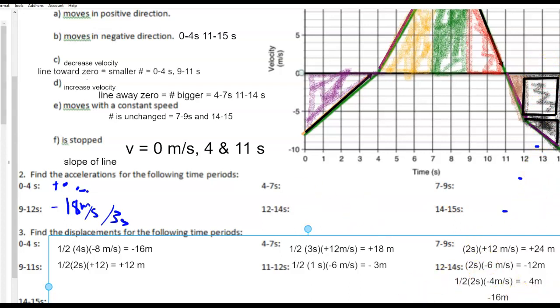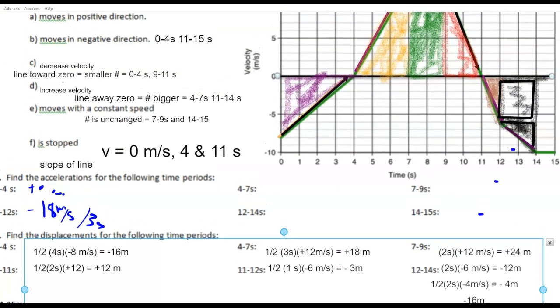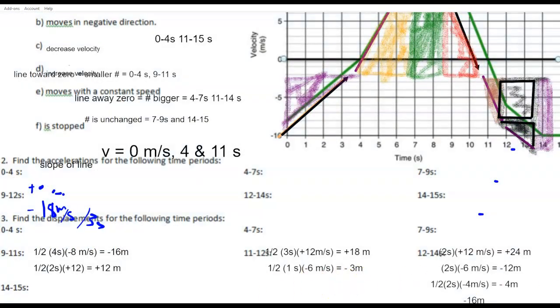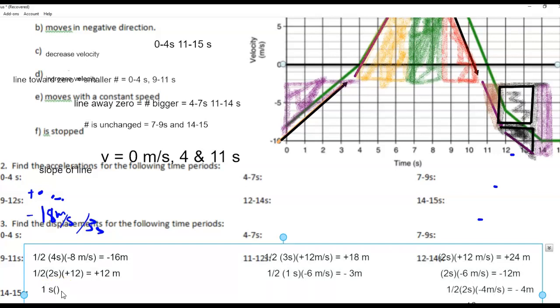Finally, there is one more section that we could do, which is 14 to 15. So again, just to be consistent and try to make sure we get through all of it. If we color this in, I'm back to purple. That's a nice rectangle. So again, it's pretty basic. So move this down so you can see it. There you go. So it'd be 1 second times negative 10 meters per second, which is just equal to a negative 10 meters.